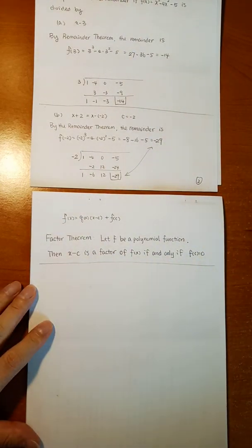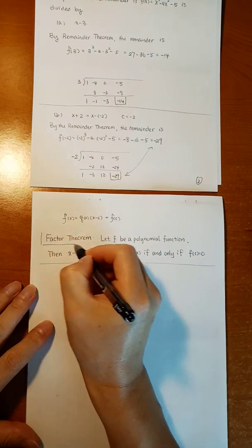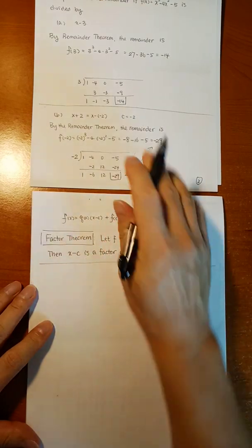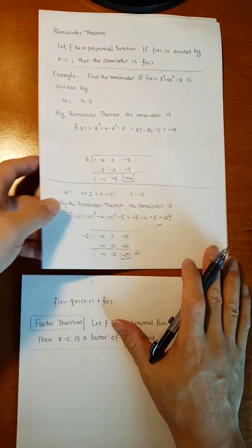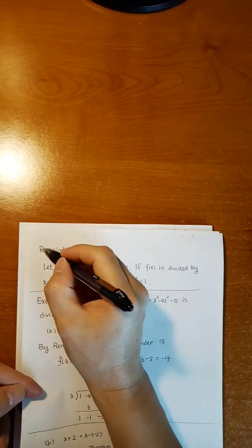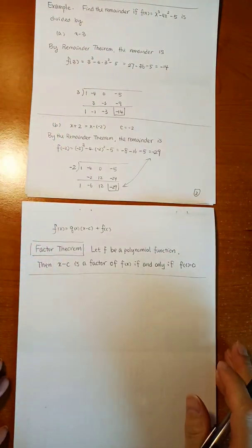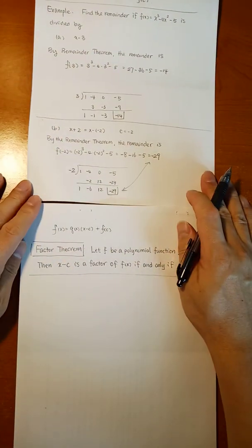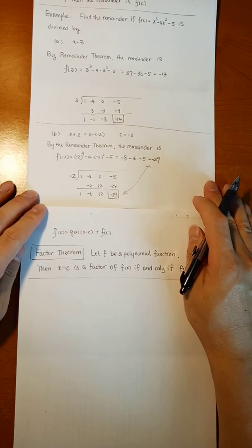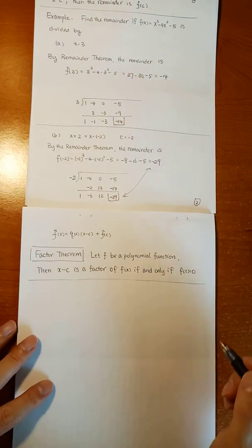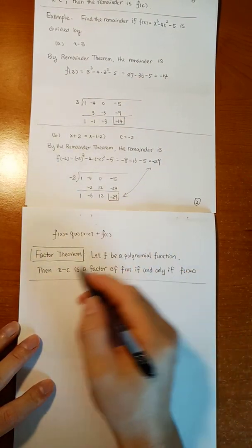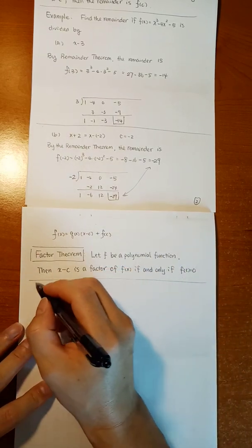So now we have two theorems. One is called the factor theorem. This is the second theorem. The other one is called the remainder theorem. And of course, we also have that division algorithm. Let's try this.